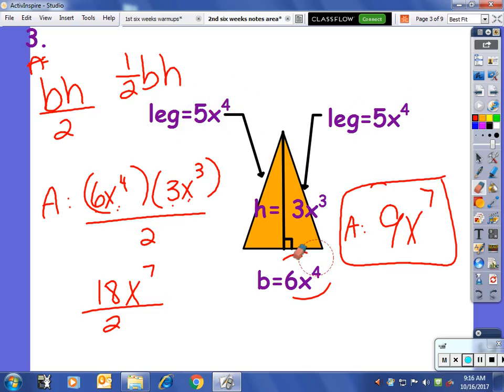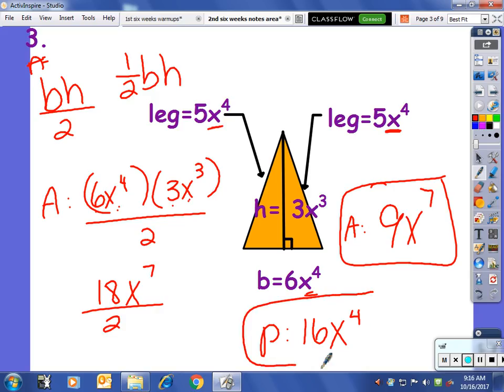Okay, coefficients don't have to be the same to be like terms. What has to be the same is the variable part. It has to be exactly the same. Those are all x to the fourth. So, let's add them all up. What's 5x to the fourth plus 5 more x to the fourth plus 6 more? 16x to the fourths. On perimeter, your exponents should never change because all you're doing is adding up how many of them you have.